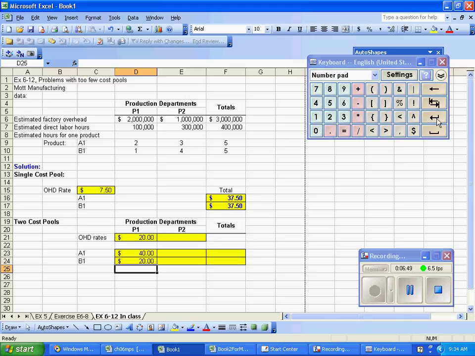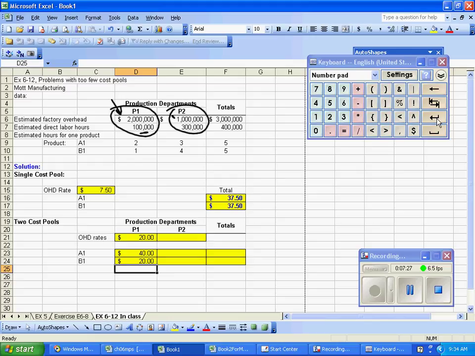The logic behind this, just take a look at these for a minute, Lauren. What's going on in these two departments? If you look in Production Department 1, we've got way more overhead and far fewer hours. So more overhead is being used per hour. There's more indirect costs going on in Department 1 than in Department 2, because you've got fewer dollars and the base is greater. So both of those things will reduce the overhead rate.